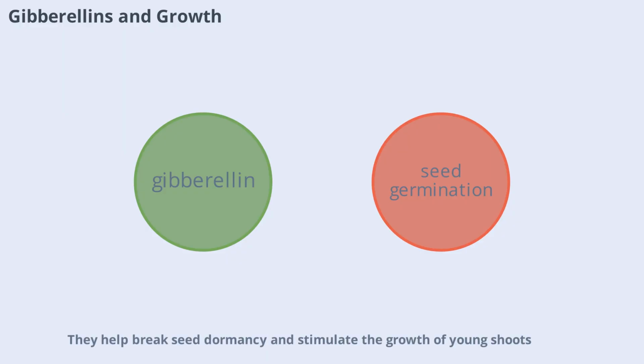Gibberellins are another class of plant hormones that promote stem elongation, seed germination, and flowering. They help break seed dormancy and stimulate the growth of young shoots. Farmers often use gibberellins to improve crop yields and control the timing of flowering and fruit development.